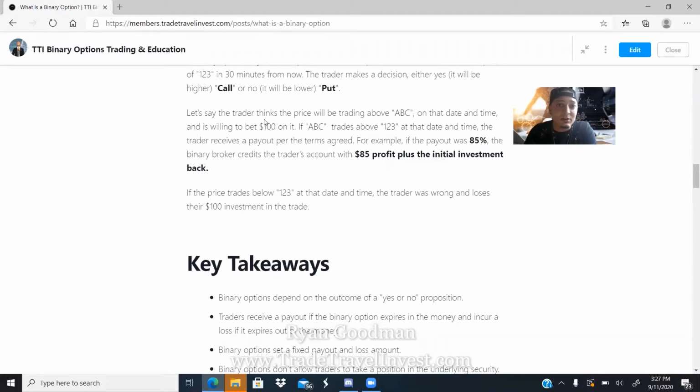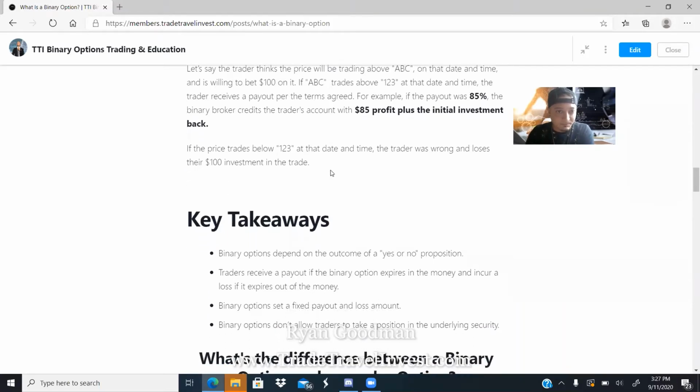Let's say the trader thinks the price will be trading above ABC on the time and date and is willing to bet $100 on it. So if ABC trades above 1, 2, 3 at that day and time, the trader receives a payout per the terms agreed. For example, if the payout was 85% when he had placed that trade, then $85 is going to be the profit on that $100 risk.